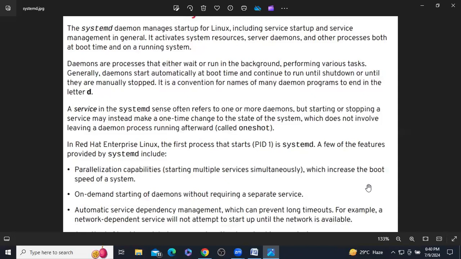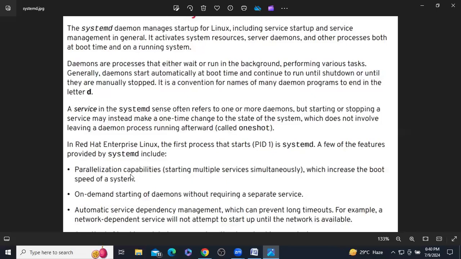In RHEL 7.0 onwards, we'll have systemd. Why do RHEL 7, 8, 9 versions have good speed? Because of this reason, it is going to start a little bit quicker than old versions. Why? Because systemd is going to activate all the resources along with the boot time at a time, simultaneously.